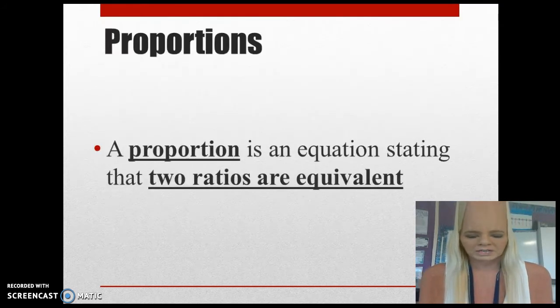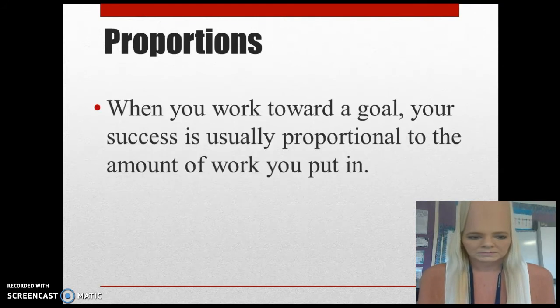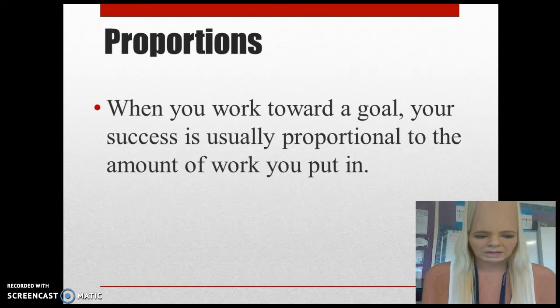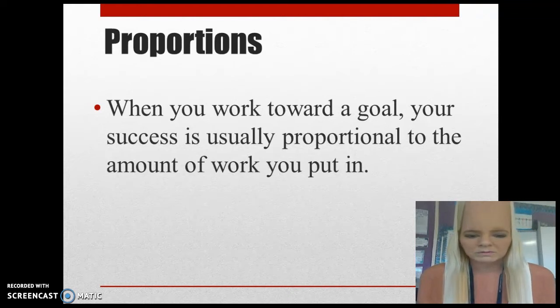So a proportion is an equation stating that two ratios are equivalent, so very, very similar to each other. So here's an example. When you work towards some sort of goal, your success is usually proportional to the amount of work you put in. So for example, if you work really, really hard in school or some sort of goal that you're achieving, most likely you will succeed because you work so hard. They're proportional to each other.